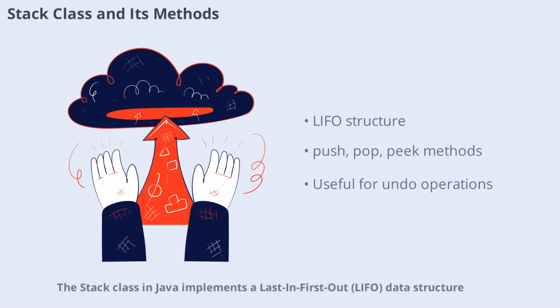The Stack class in Java implements a last-in first-out, LIFO, data structure. It provides methods like push to add items, pop to remove the top item, peek to view the top item, empty to check if the stack is empty, and search to find an item's position. Stacks are useful for managing function calls, undo operations, and more.